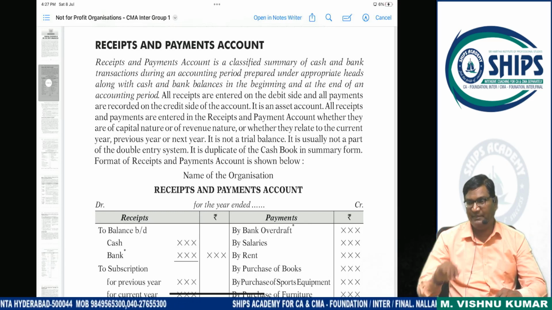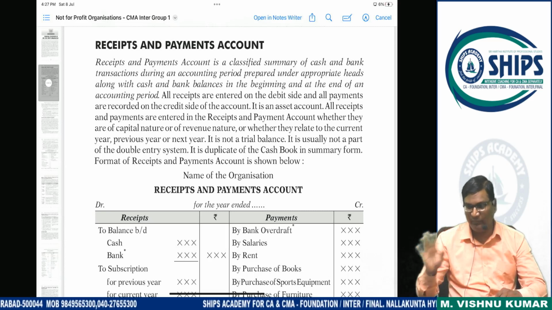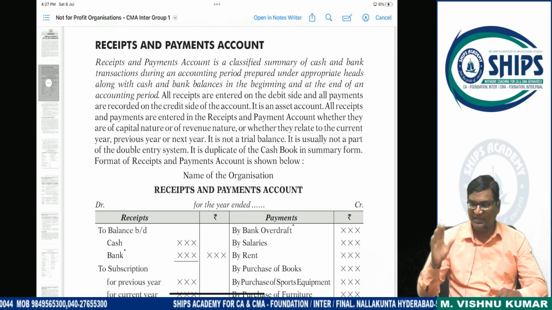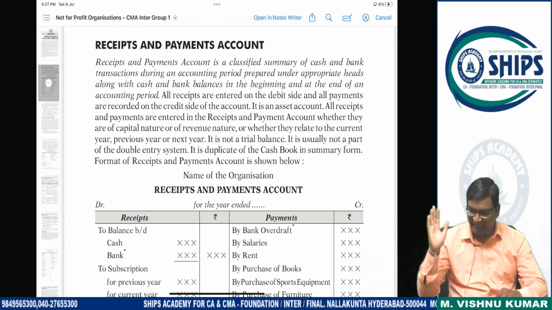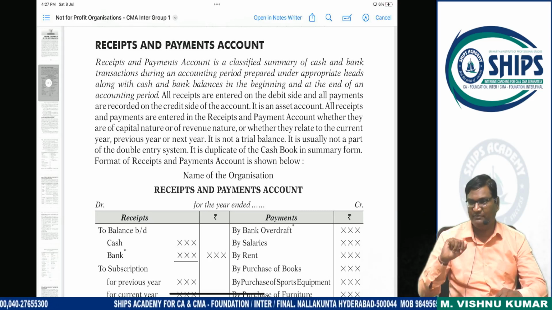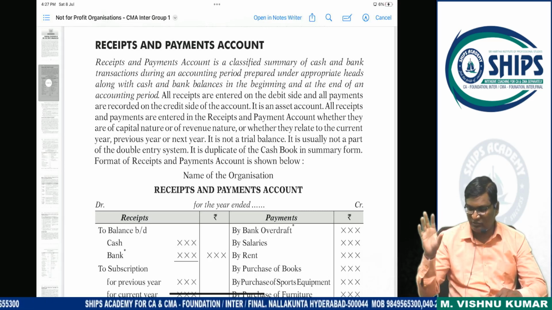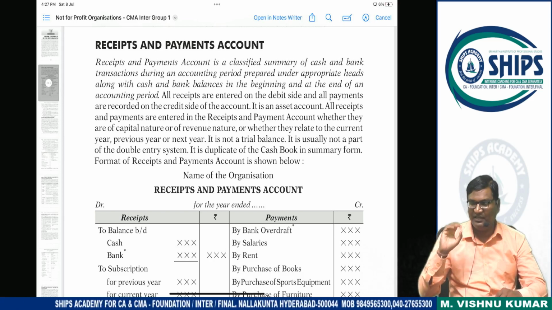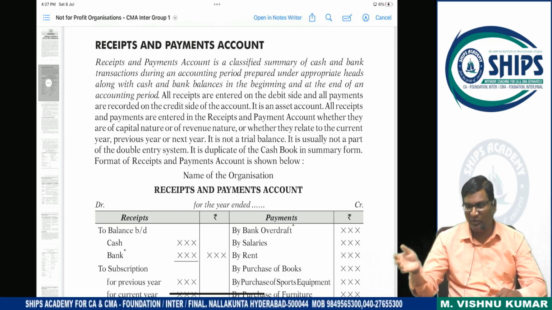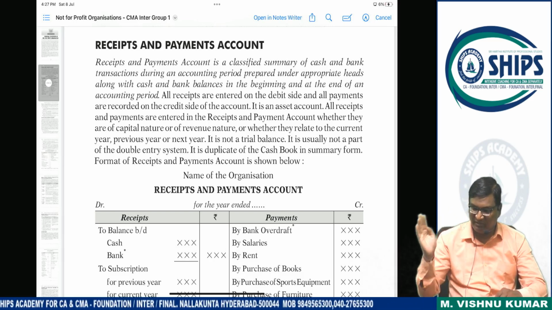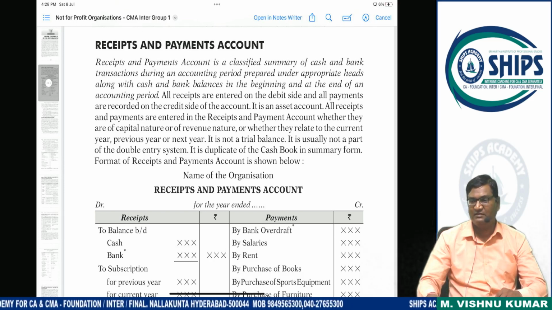So nature of payment and year are not important. Any year, previous year, current year, next year, if that is paid in this year, it will come on payment side. Similarly, nature is also not important. Revenue or capital, if paid this year, that will come on payment side. Received this year, that will come on receipt side.